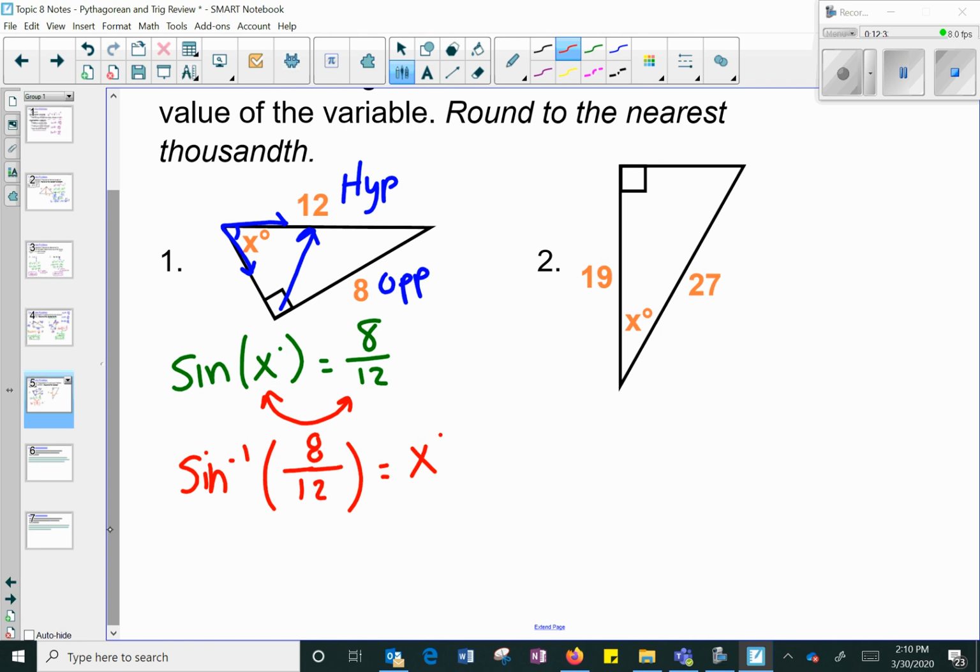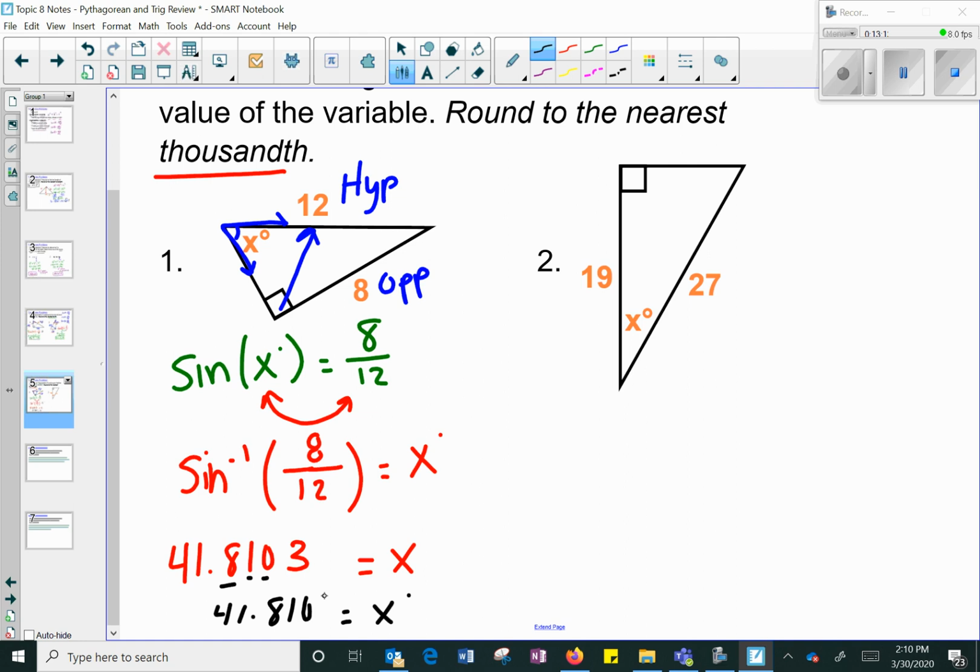If we did that and we round, this time to the nearest thousandth, we're going to have x equals 41.8103. For those of you who aren't quite familiar with thousandths, remember this is tenths, hundredths, thousandths. That means we're going to have 3 decimal places. So we're going to look at this 3 right next to the 0. This 3 does not make the 0 go up. So our answer here, x would be equal to 41.810 degrees.